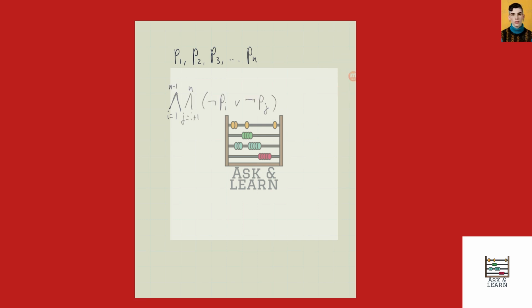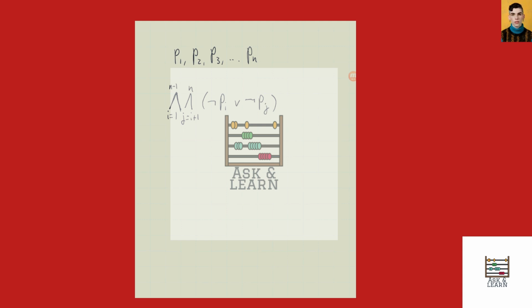So we start out with these two big and signs. But we can see that we have this little i equals 1 up to n minus 1 on the first, and then j equals i plus 1 up to n. This is something that hasn't been described in the textbook yet as of this point in the chapter.